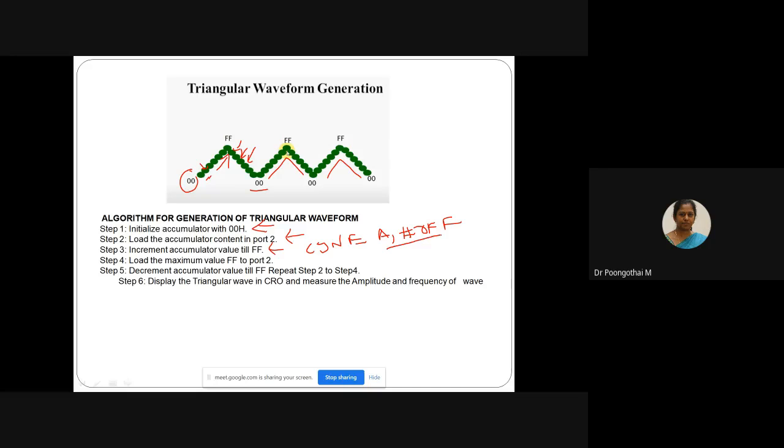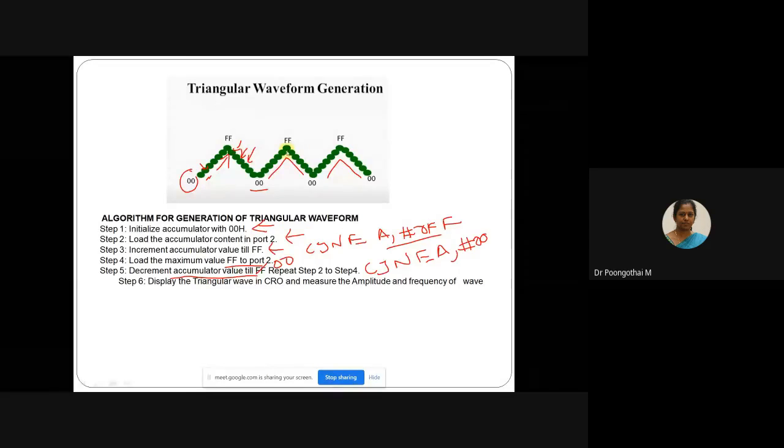If both the values are the same, next you load the maximum value to P2 and perform the decrement operation till it reaches 00, not FF. Here you have to use compare jump not equal A comma hash 00 and repeat the steps from 2 to 4. In this way, we can generate a triangular waveform.